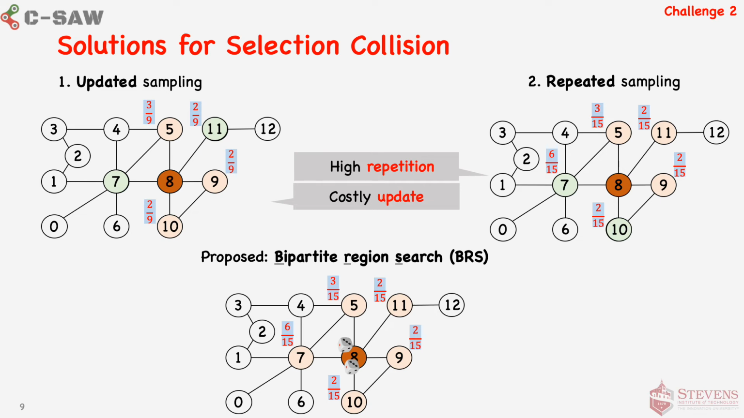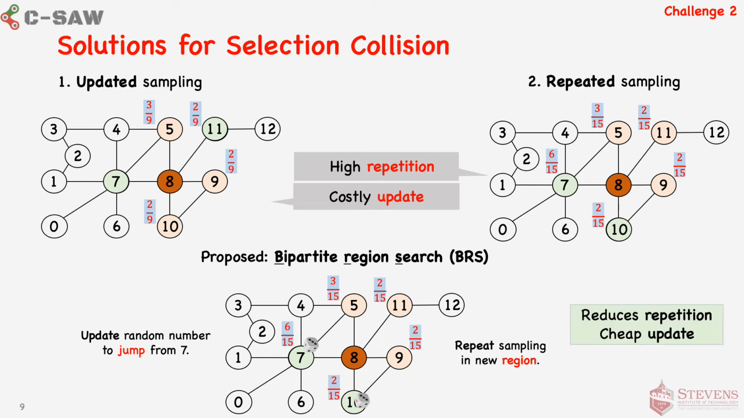We propose an efficient solution inspired by both updated sampling and repeated sampling, which we term bipartite region search, or BRS. If selection collisions occur during sampling, we update the random number in such a way that we jump over vertex 7. The update corresponds to a virtual removal of vertex 7 from the neighbor list. Then we repeat sampling with the updated random number in a new region. With this technique, we reduce the number of repetitions for sampling and avoid the costly update. With BRS, Seesaw solves challenge 2 more efficiently. More details on how BRS works can be found in the paper.